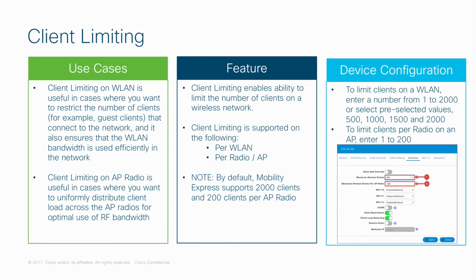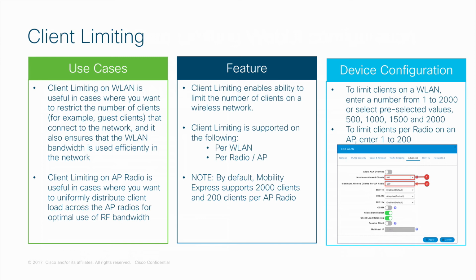We are also adding support for client limiting. And the use case here is that the customer may want to limit the number of clients that can connect to a WLAN. And this is to ensure that the WLAN bandwidth is used efficiently in the network. And the second use case for client limiting could be at the AP radio. The customer may want to uniformly distribute client load across the AP radios for optimal use of RF bandwidth.